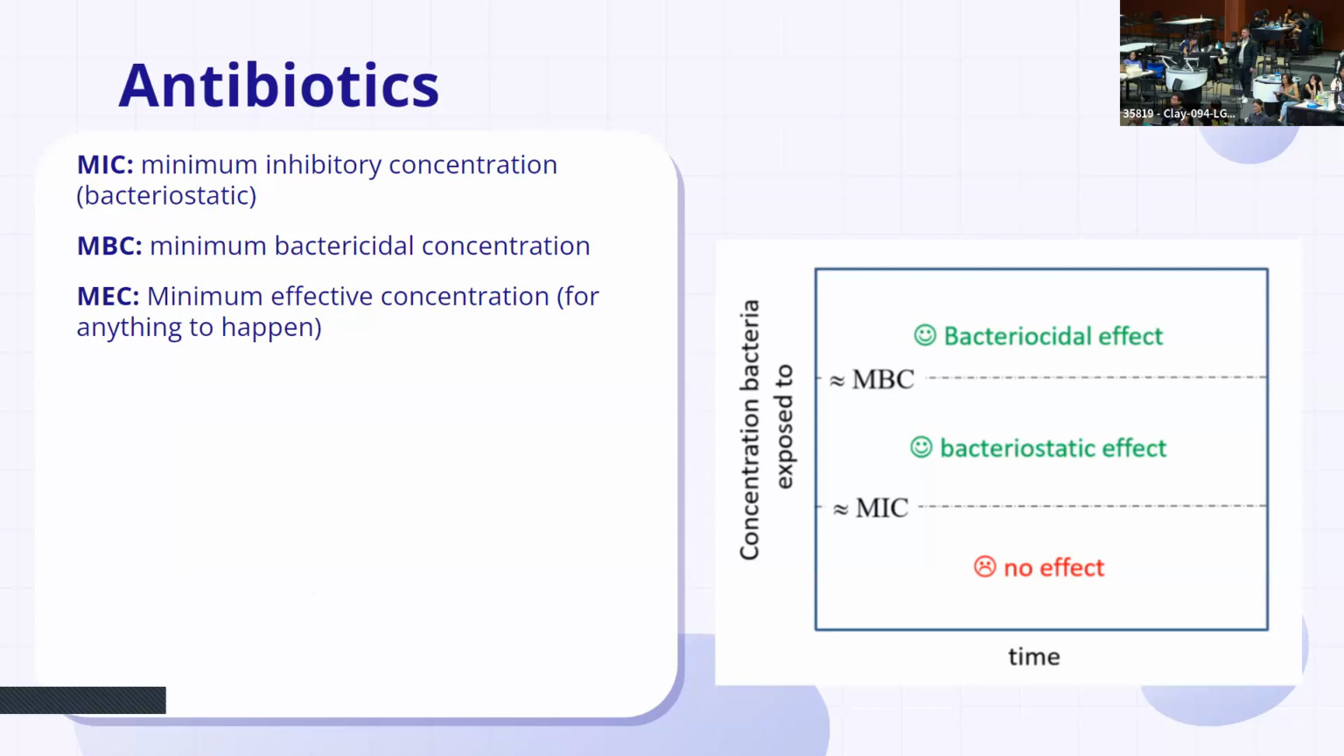Okay, so this one's from your lecture as well. It's showing you the minimum inhibitory concentration, which is effectively our MEC, our minimum effective concentration. And then our MBC is the minimum bactericidal concentration. So once we've reached the MIC, we've got our bacteriostatic effect, we're stopping bacterial growth. And then once we've reached our MBC, we're now killing the bacteria.